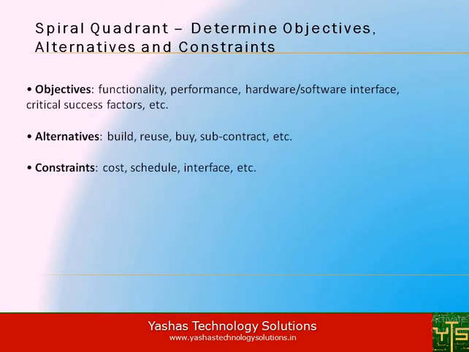Let us understand the first quadrant: determine objectives, alternatives and constraints. Objectives could be in terms of functionality, performance, hardware and software interface, critical success factors, etc. Alternatives could be in terms of build, reuse, buy, subcontracted, etc. Constraints could be cost, schedule and interface, etc.